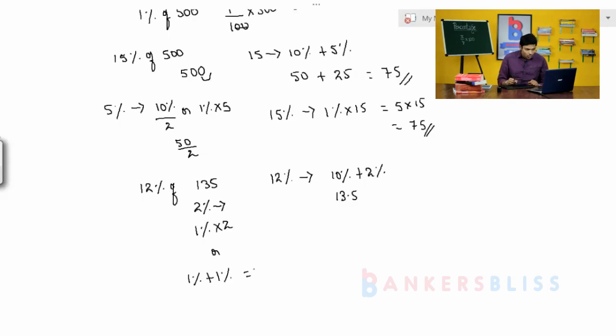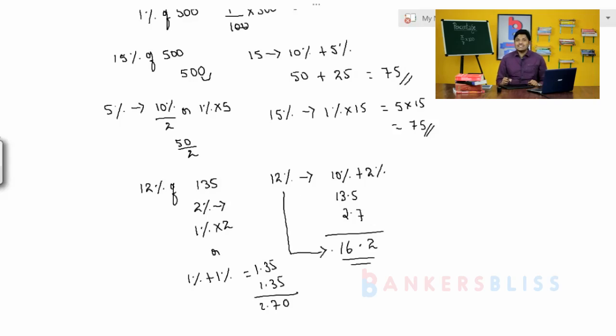So that is 1.35 plus 1.35. So altogether how much you are going to get? 2.7. So 13.5 plus 2.7. So altogether how much you are going to get? 7 plus 5, that is 12, 1 carry over, 6, 16.2. So 12% means 16.2. Very simple to calculate.